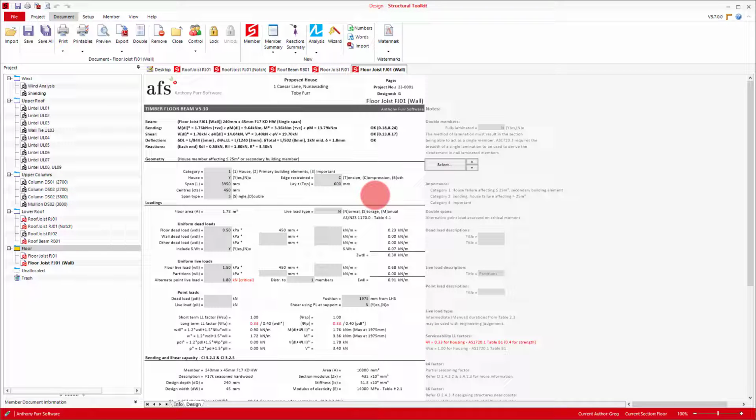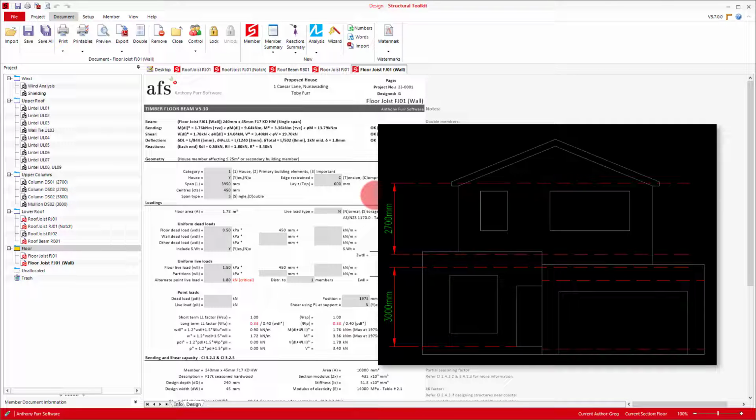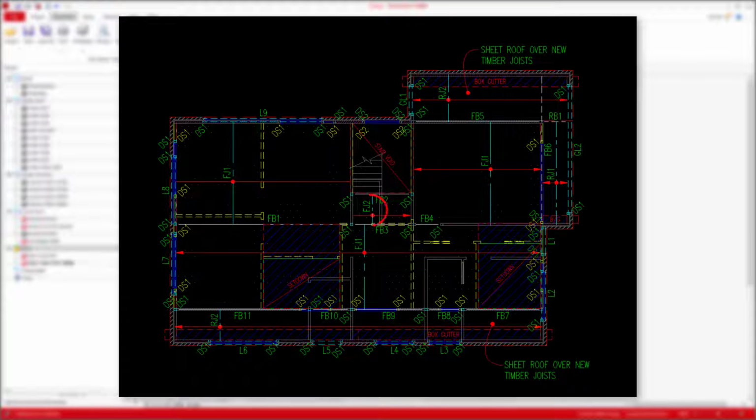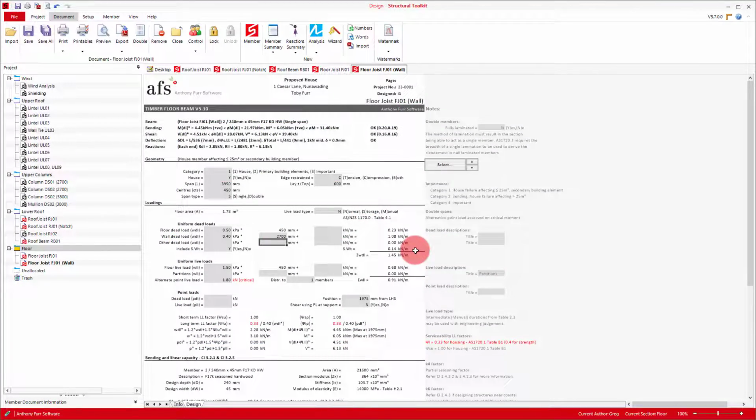A good value for an internal plastered wall is 0.4 kPa, and our floor to ceiling in our case is 2700. We'll then change our member to double, and we can see that by providing a double joist under the wall, there aren't any issues. Our next floor joist, FJ02, would be designed in the same way as we have for FJ1. So we'll skip ahead to our first floor beam.